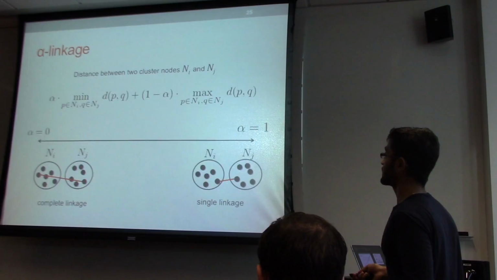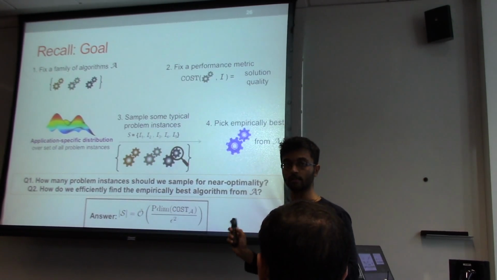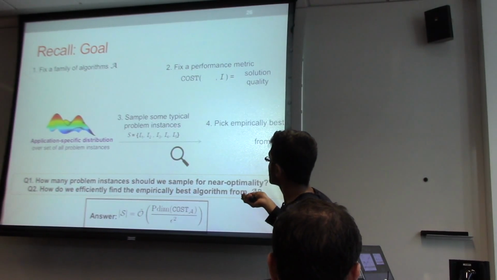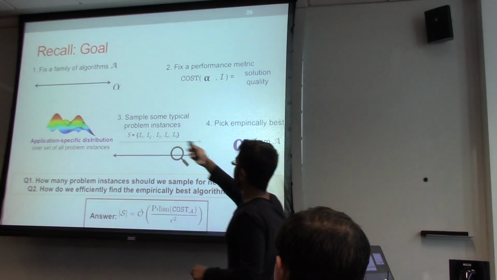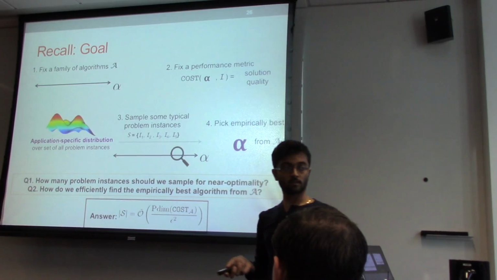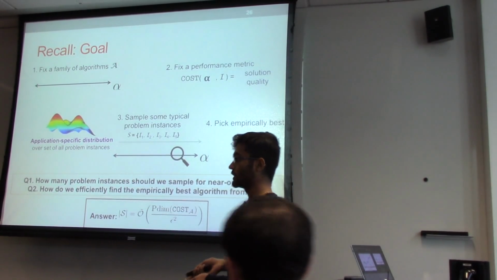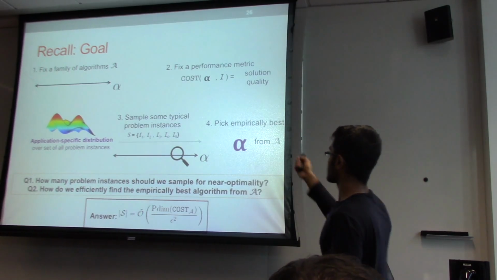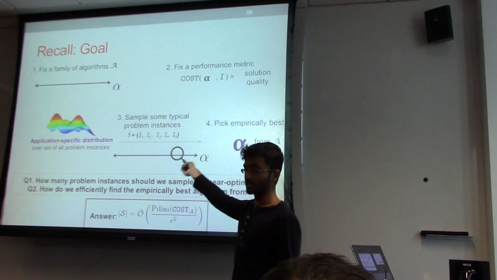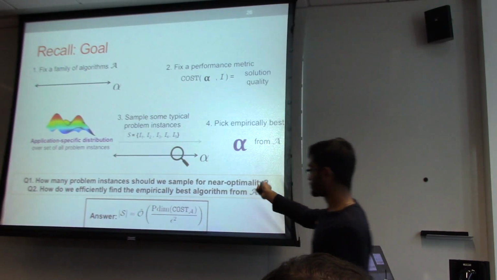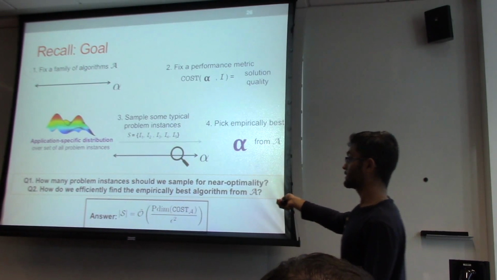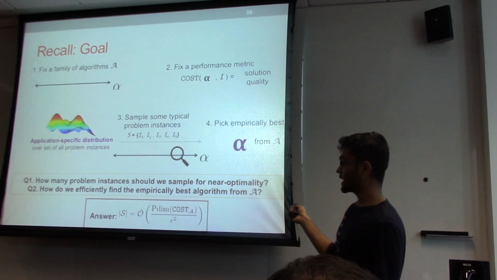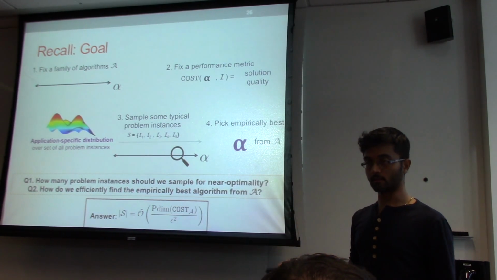So let's analyze this for now. What is our goal? Let's recall. We have a set of algorithms and some cost function, which now boils down to picking an alpha. So the class of algorithms is now parametrized by alpha. I want to pick the best alpha from that family, given some sampled clustering problem instances. There are 2 questions here which I wanted to answer. How many problem instances should we sample for near optimality? And how do we efficiently find the empirically best algorithm?